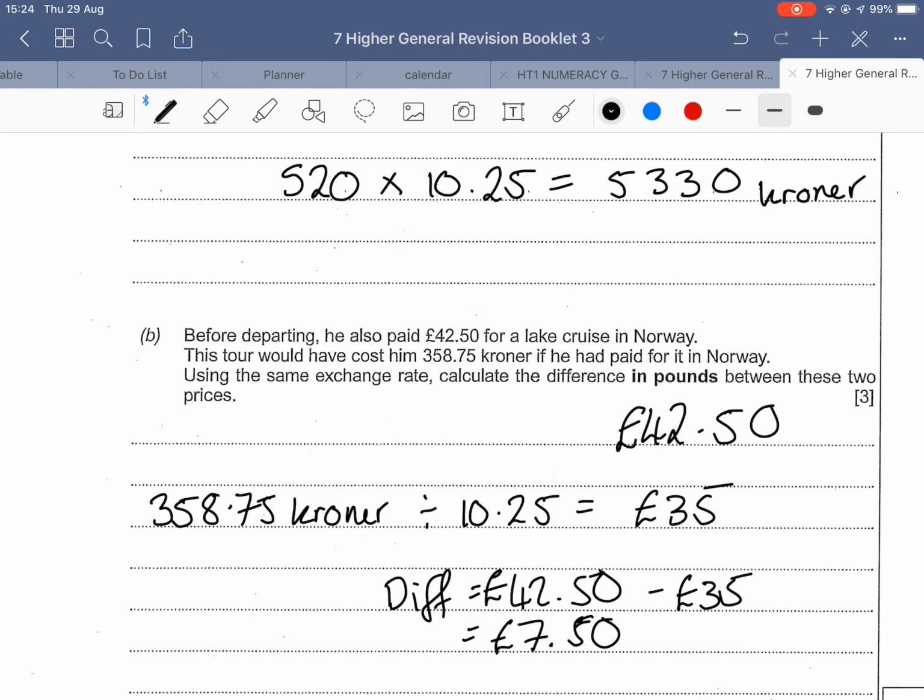Oh no, he didn't. He bought it in krona. So he didn't save himself money. So he should have waited until he got to Norway.